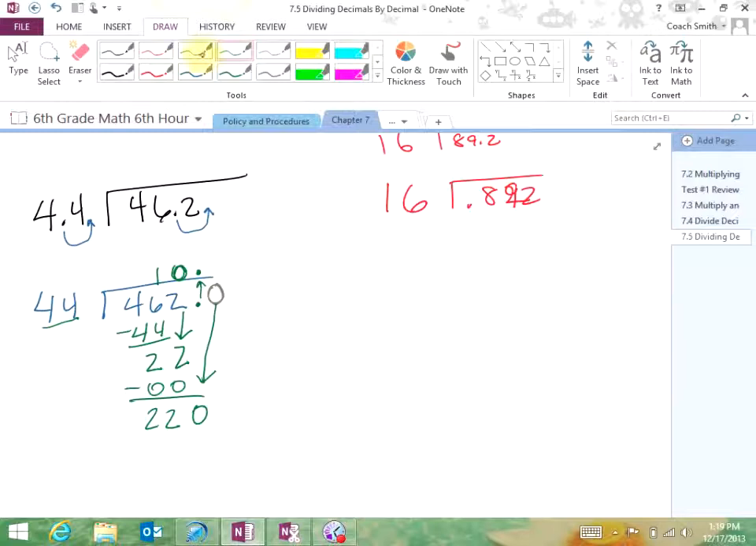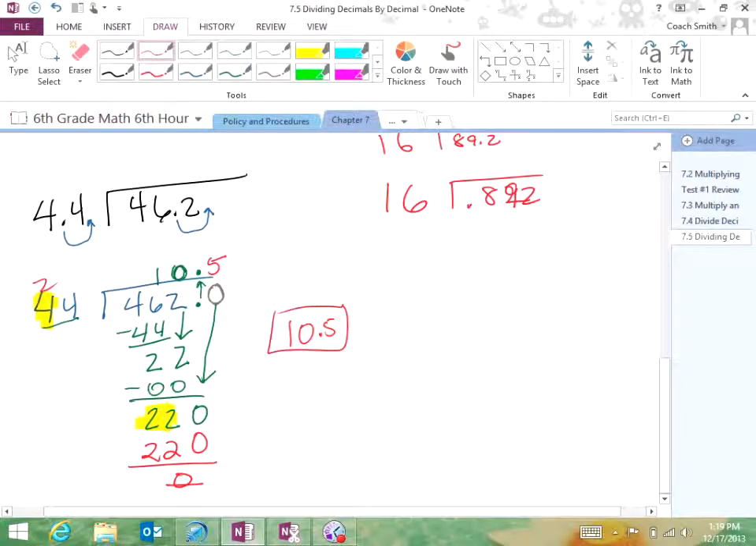So 44, here's what you're going to do. How many times does 4 go into 22? 5 times. So that's my estimate. 5 times 4 is 20, so I put my 0, carry my 2. 5 times 4 is 20, plus 2, 22. Remainder 0. So your answer is 10.5.